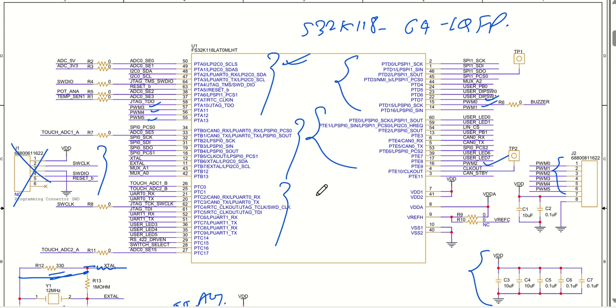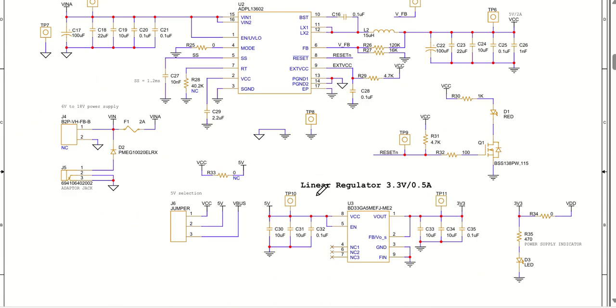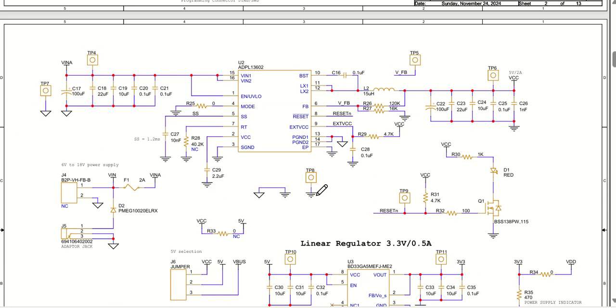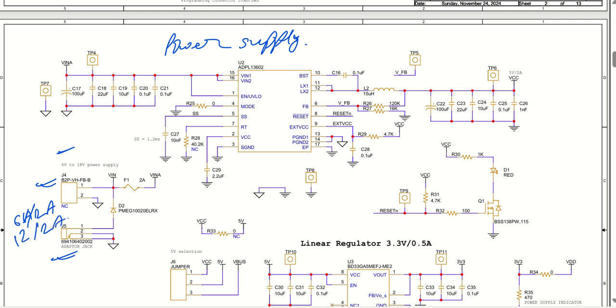Now let us get into the second page. What we have here is power supply management. In this power supply, I have given an external connector which can take from 6 volt to 18 volt. You can add a battery directly, or you can give a power supply from your DC-DC power supply. Otherwise, you can connect an adapter jack as well, which generally comes as 6 volt 2 ampere or 12 volt 2 ampere. You can add it directly.